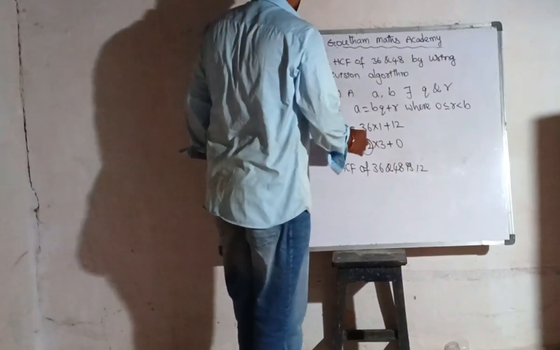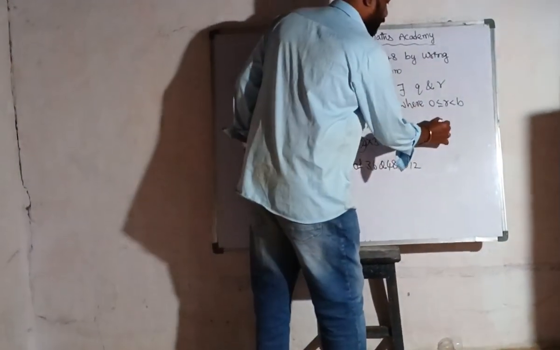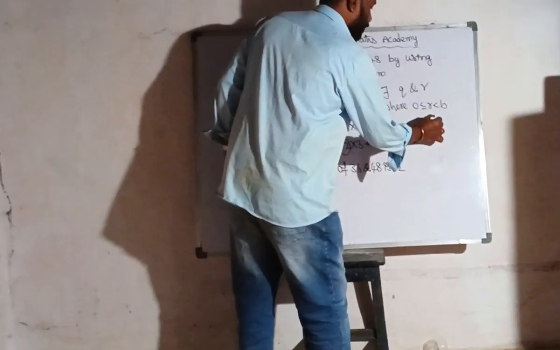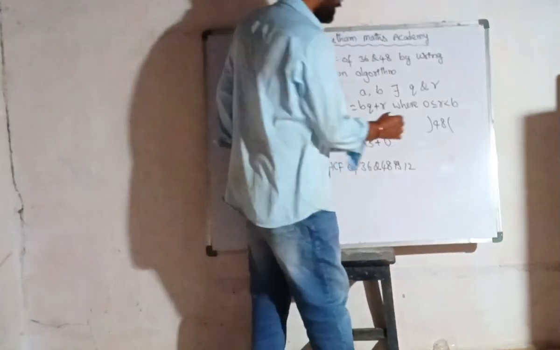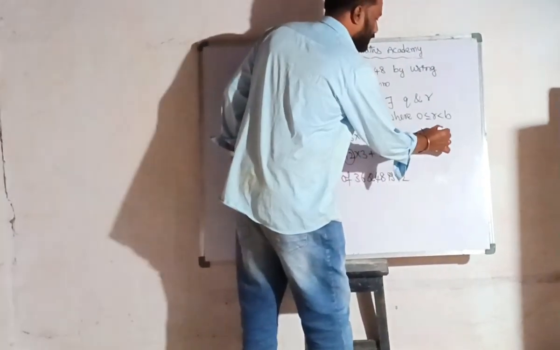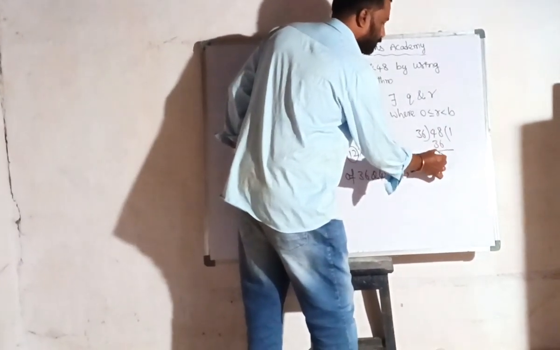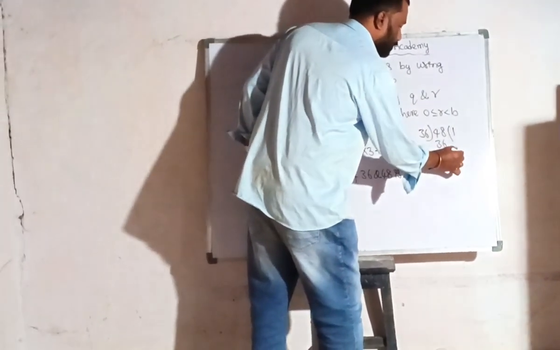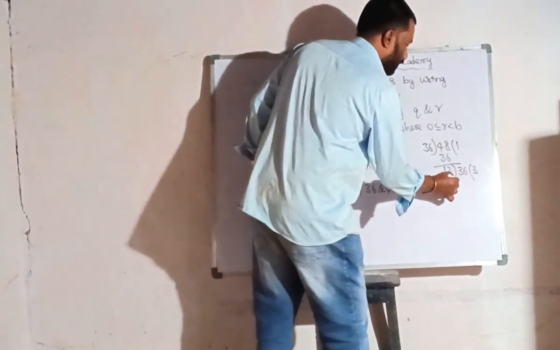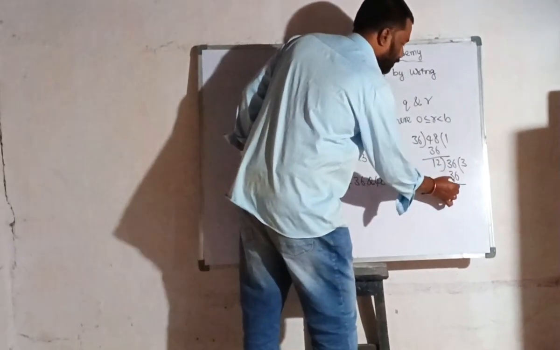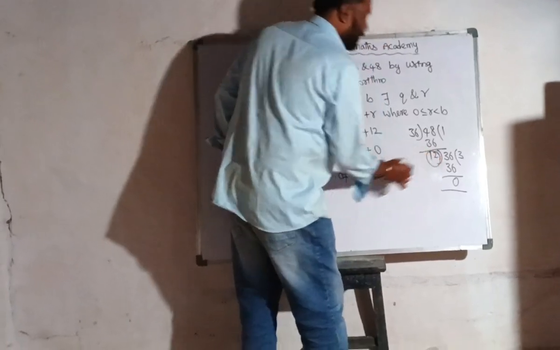See here, rough method: 48 divided by 36. 36 ones are 36. Remainder is 12. Again we are dividing 36. 12 threes are 36. Remainder is 0. So HCF is 12.